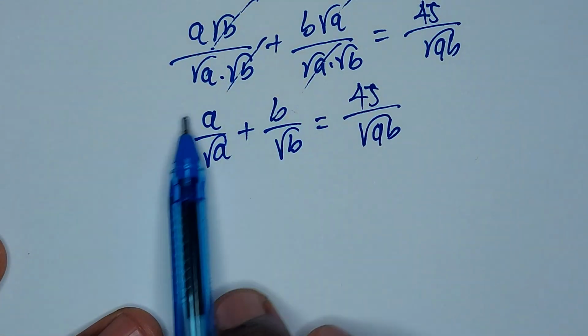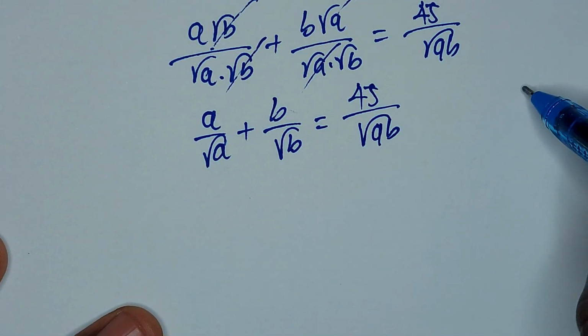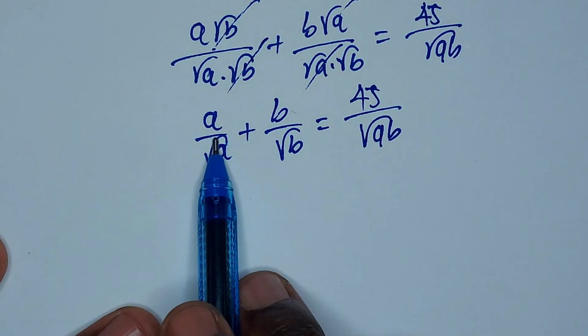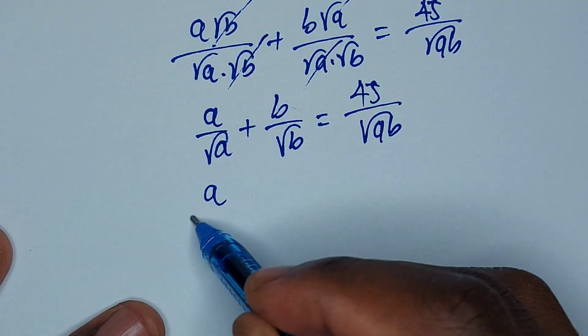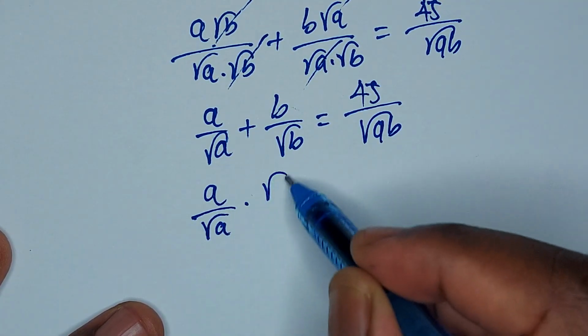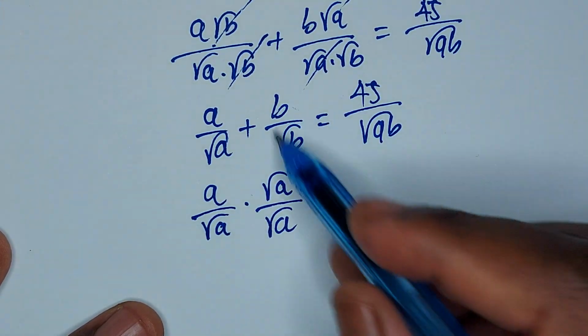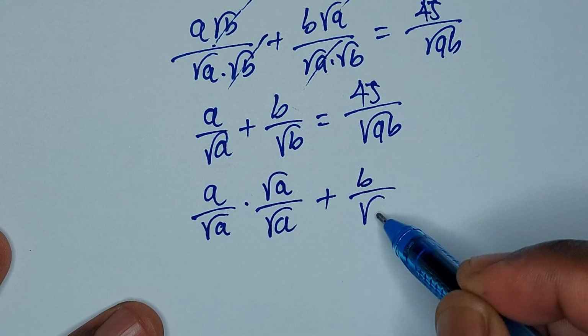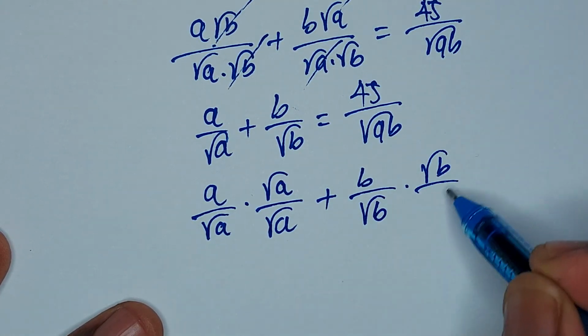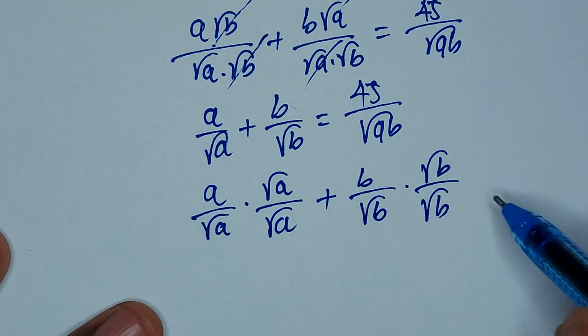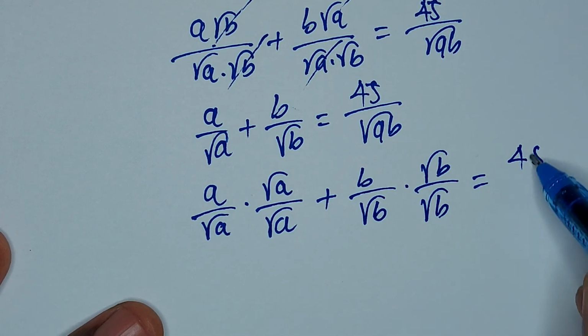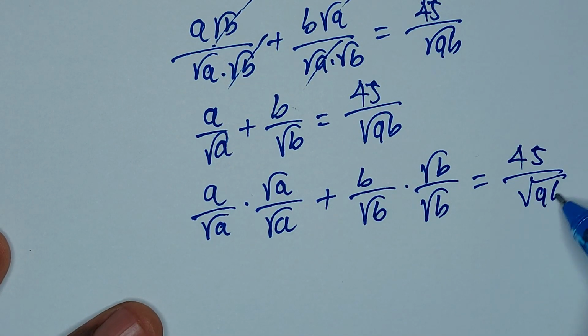So now, as you can see here, if I rationalize this one, I will have a over square root of a. I'm going to multiply by square root of a and divide by square root of a, plus here I'm going to do the same thing, keep this and multiply by square root of b and divide by square root of b, and this is going to be 45 divided by square root of ab.